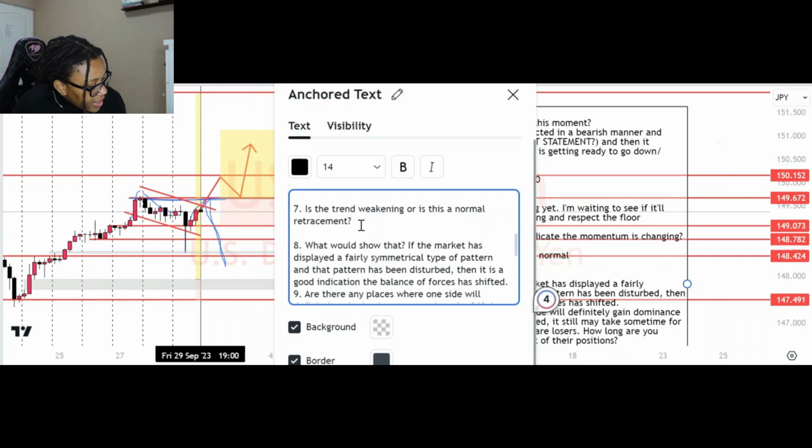It says, is the trend weakening or is it a normal retracement? I said that we cannot define that yet because either one of the two could be happening, right? Now, 7.1, keep that in mind. 7.2 says, what would show that? So what would show that the trend is weakening or the trend is a normal retracement? I've already said this, right?